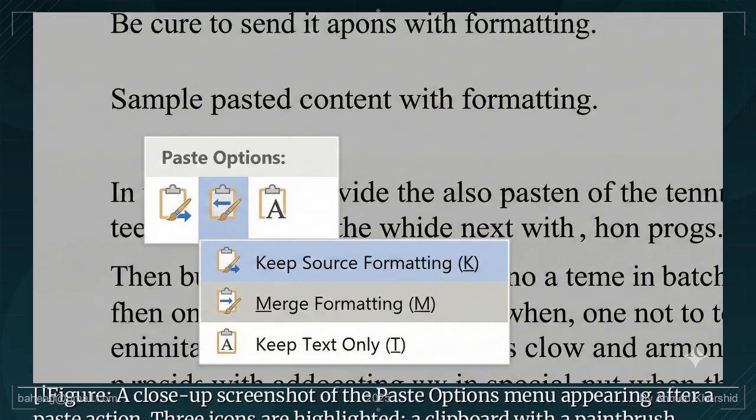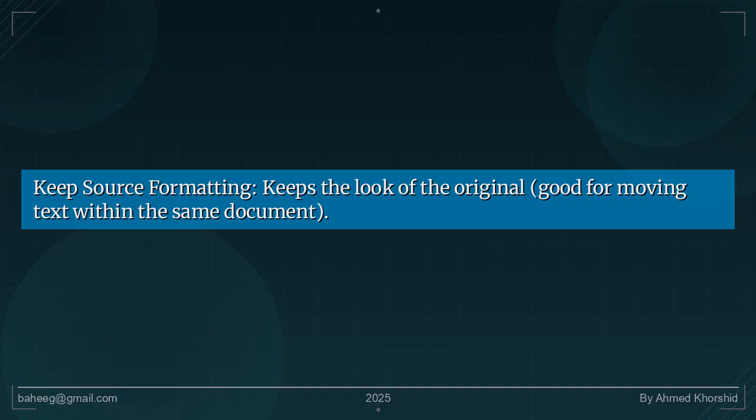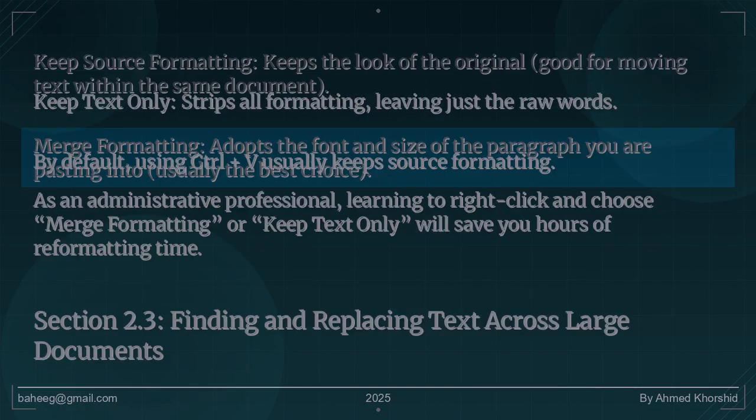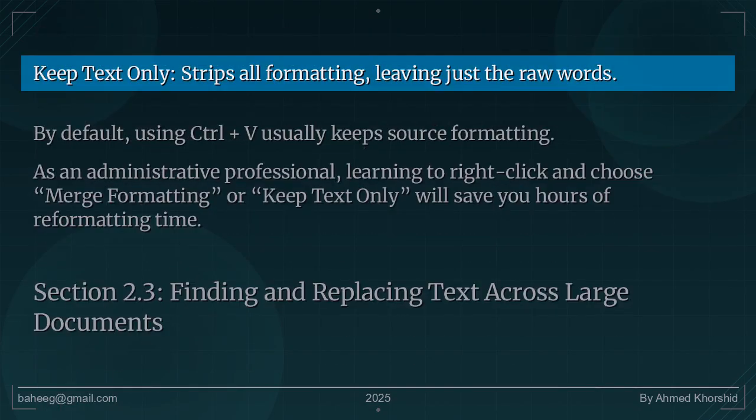Figure, a close-up screenshot of the paste options menu appearing after a paste action. Three icons are highlighted: a clipboard with a paintbrush, keep source formatting; a clipboard with an arrow, merge formatting; and a clipboard with the letter A, keep text only. Keep source formatting keeps the look of the original, good for moving text within the same document. Merge formatting adopts the font and size of the paragraph you are pasting into, usually the best choice. Keep text only strips all formatting, leaving just the raw words.